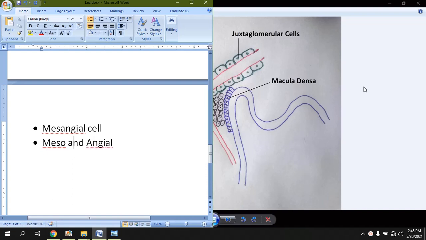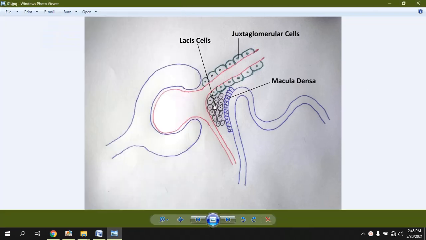So meso is for mid, in between, and angial comes from angi, meaning blood vessel. So the cells which are in between the blood vessels are called mesangial cells. Some mesangial cells are also present inside the glomerulus. Over here some mesangial cells are present which are called intramesangial cells, but I'm not going to discuss that.